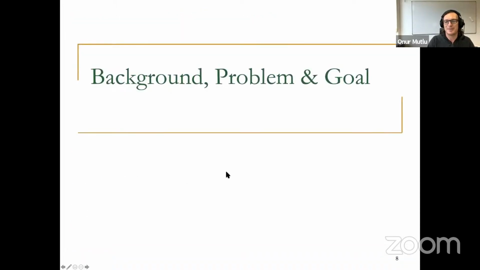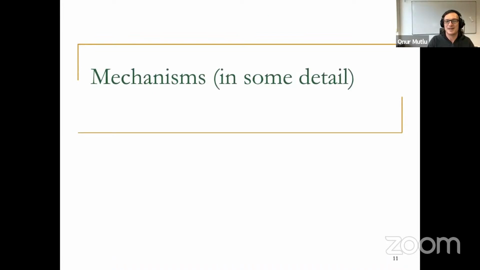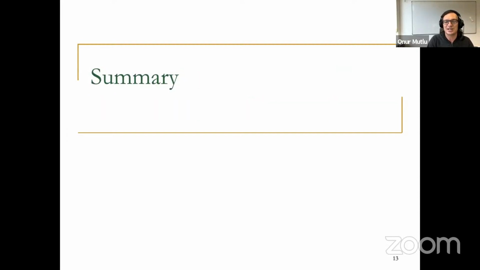Basically, background, problem, and goal, and then novelty, key approach and ideas. What does the paper do? What are the mechanisms in some detail? What are the key results of the paper? What is the methodology? What is the evaluation? And what is the takeaway summary?